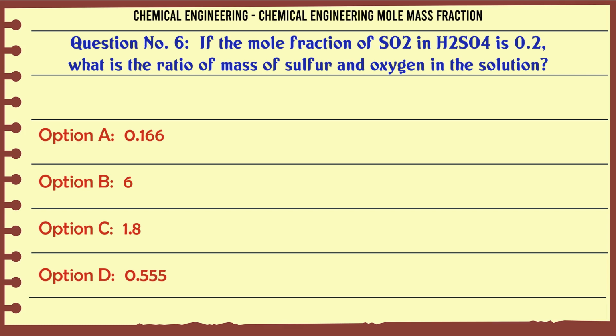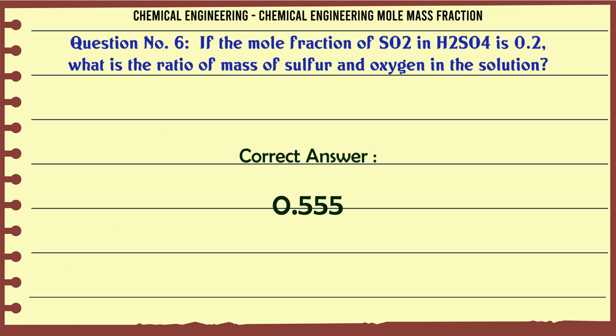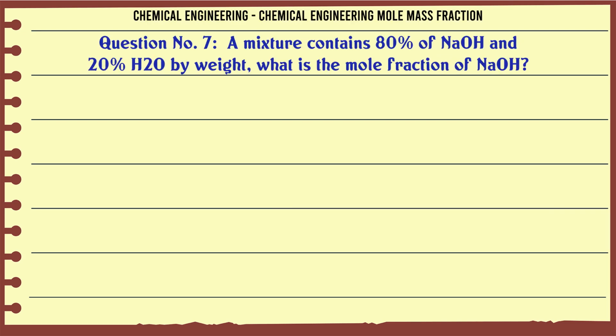If the mole fraction of SO2 in H2SO4 is 0.2, what is the ratio of mass of sulfur and oxygen in the solution? A 0.166, B 6, C 1.8, D 0.555. The correct answer is 0.555.